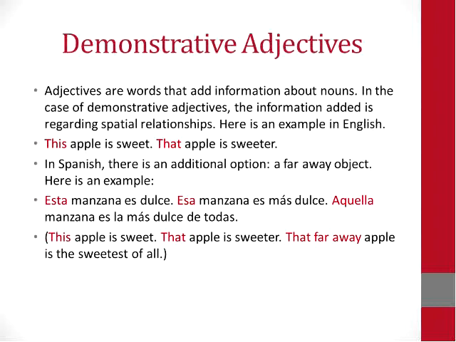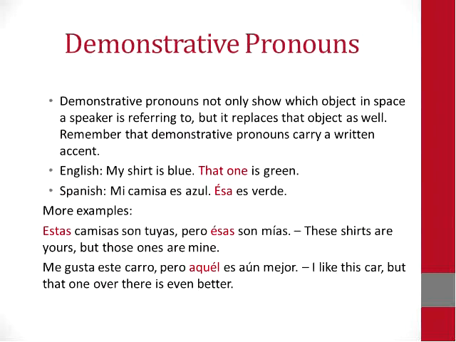But in Spanish, you have that additional third option, which is that faraway object. So see how we can change this first one to the second one. We could say, esta manzana es dulce, right? We're talking about an apple that's sweet. Esta manzana es más dulce, and then the one that's farther away, aquella manzana es la más dulce de todas. Okay? I think you guys understand that part.